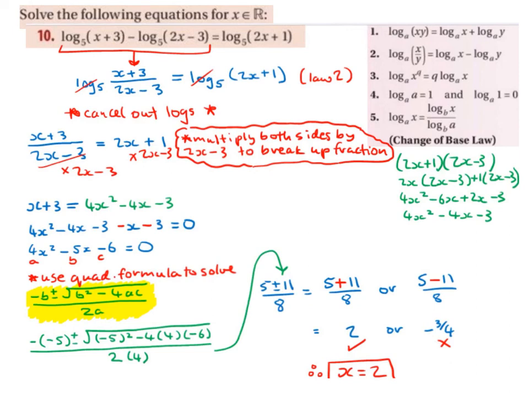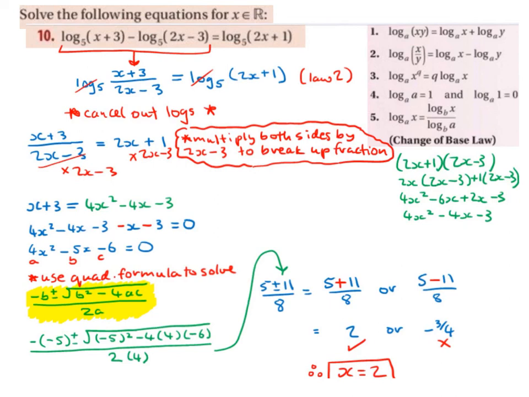So if I was to substitute the 2 back into my original equation, let's just take, say, the right hand side, it would be 2 multiplied by 2 plus 1. 2 by 2 is 4 plus 1 is 5. So log base 5 will work out because it would be a positive argument. If I was to sub in minus 3 over 4, 2 multiplied by minus 3 over 4 would give me minus 6 over 4, which would give me minus 3 over 2, and it would be minus 3 over 2 plus 1, which would give me minus a half.